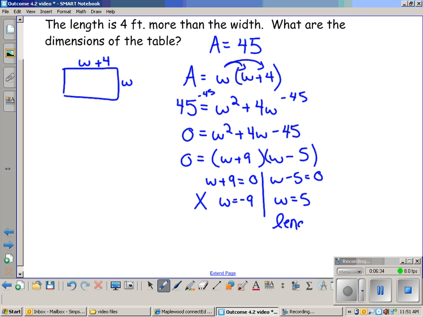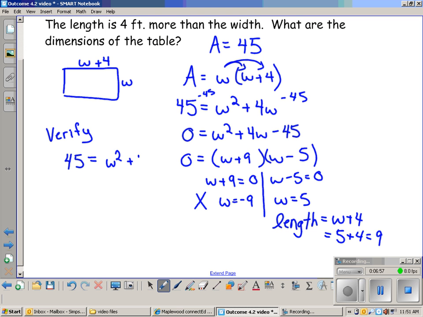My length, we said, was W plus 4. So therefore, it would be 5 plus 4, or 9. I should also verify my solution. I can verify by substituting in 5 for W. So my equation was 45 equals W squared plus 4W. So 45 equals, W was 5 squared plus 4 times 5. So 45 equals, 5 squared is 25, plus 20, 20 plus 25 is 45.